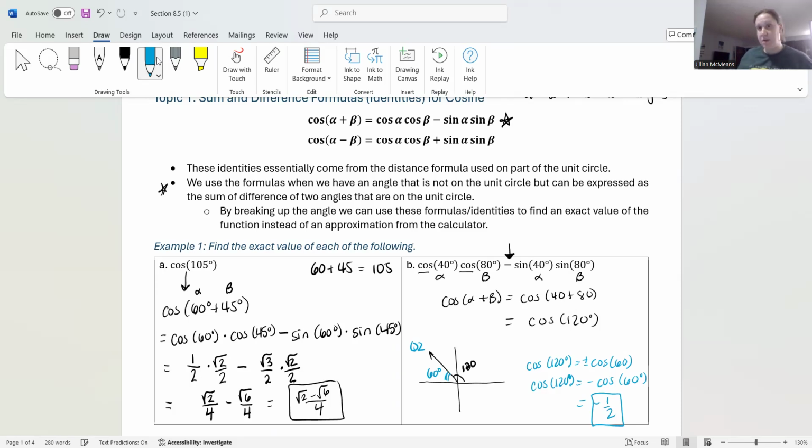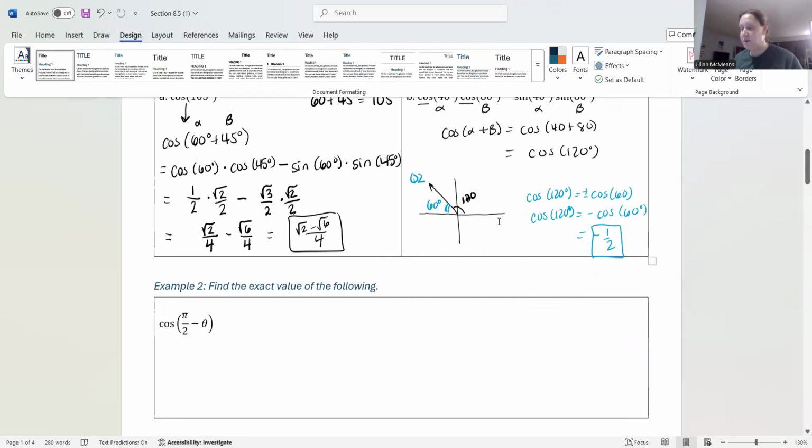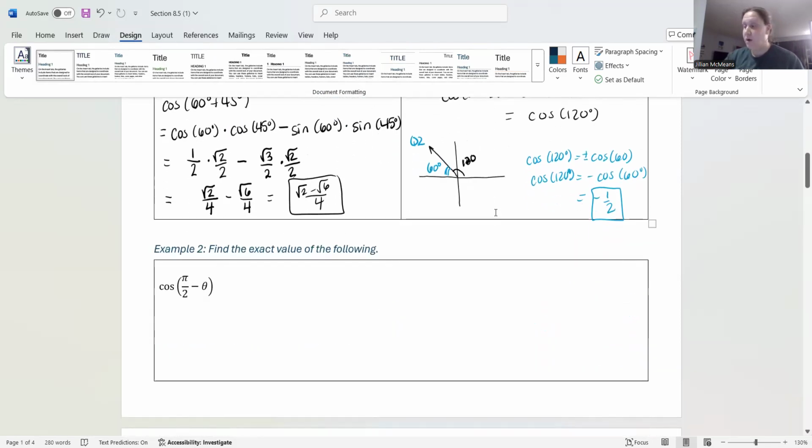So that is using the sum and difference formulas for cosine in the forward direction and then also in the backwards direction. So make sure you know how to, one, use them, but also recognize them and really start working on committing these to memory. I'll try to take class time as often as I can to help us work on memorizing.